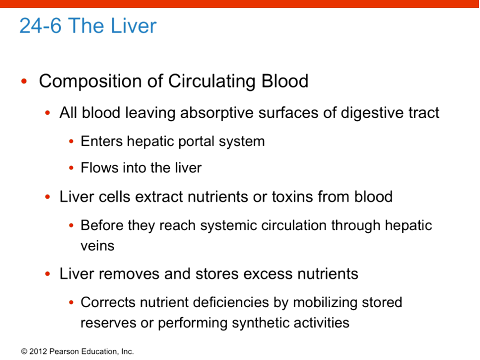So the liver can remove and store excess nutrients. One of the primary nutrients that you're probably very familiar with is the storage of glucose in the form of glycogen, because glycogen is stored in the liver. It can also correct nutrient deficiencies and mobilize storage reserves, or break down glycogen if your blood sugar is too low. Break down glycogen to put it into the bloodstream to raise your blood sugar up.